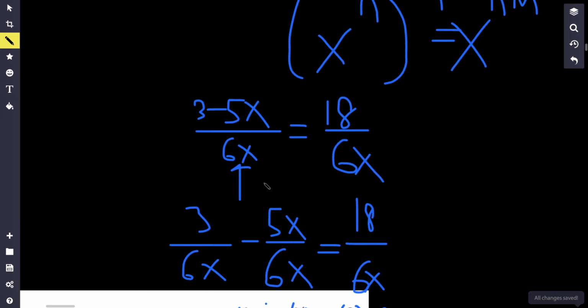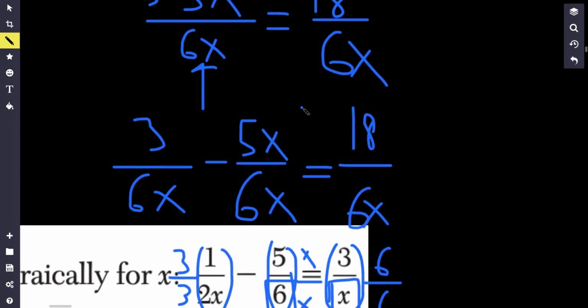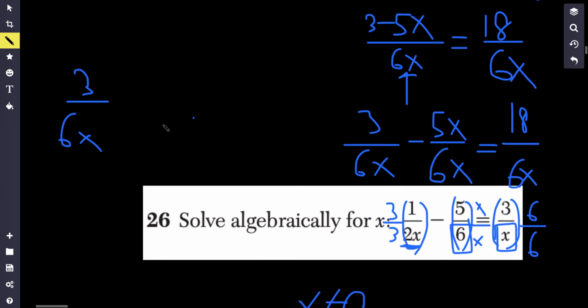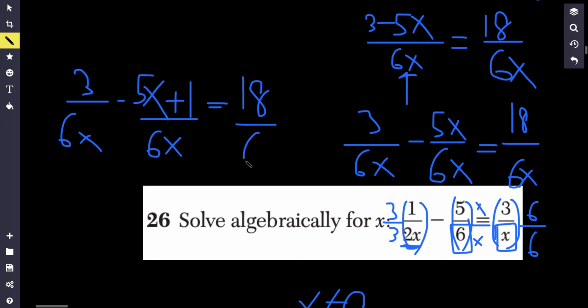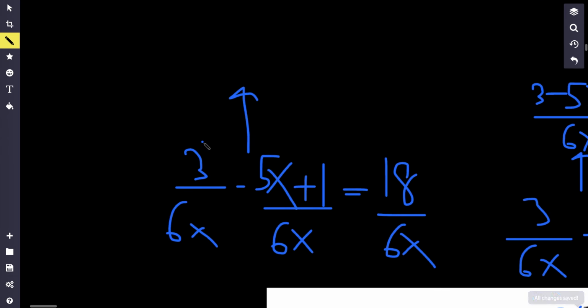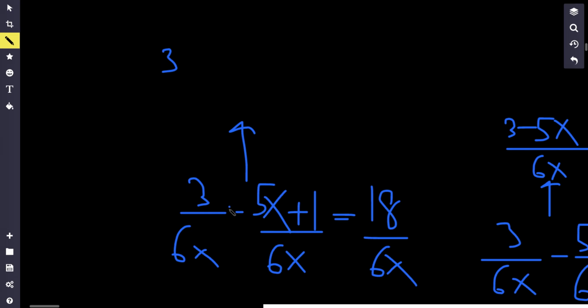All right, now here's an important thing to know. So basically, for example, let's say I had 3 divided by 6x. Let's say I was solving a different problem. Let's say I have 3 divided by 6x minus 5x plus 1 over 6x equals 18 over 6x. And I wanted to combine this into one fraction. How would you combine it? Remember, this is 3 minus this whole thing. Okay, this is 3 minus 5x plus 1.